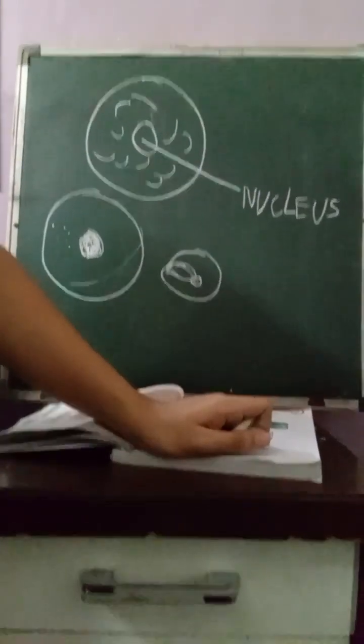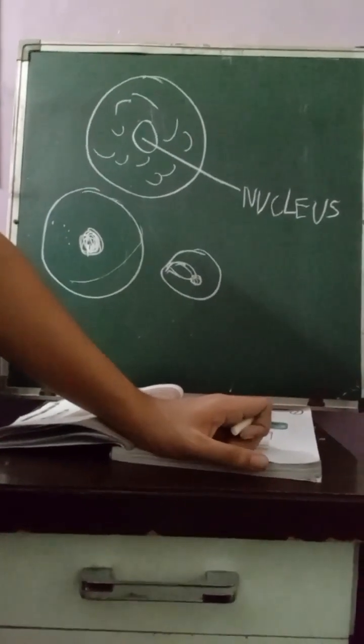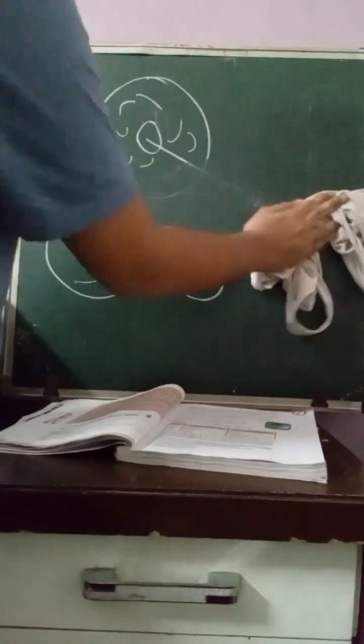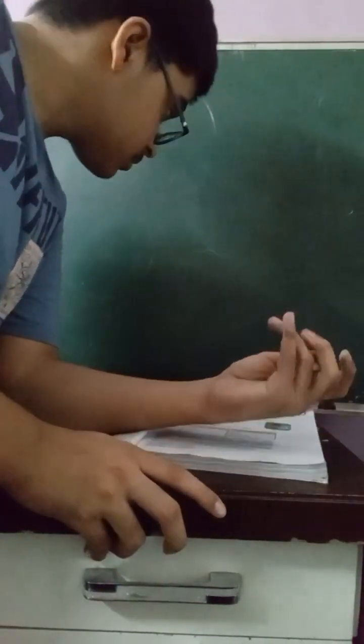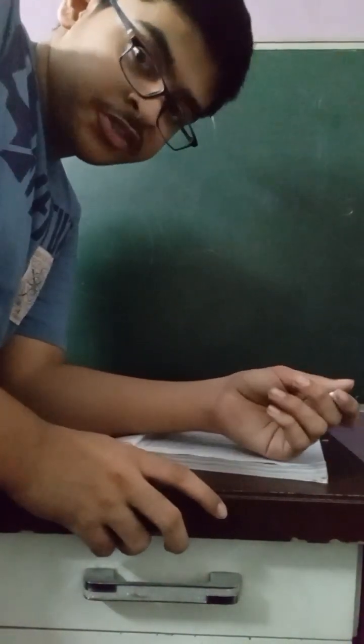So, we're going to talk about the two types of these cells. First, I'm going to erase this. Okay. So, now we're going to talk about plant and animal cells.